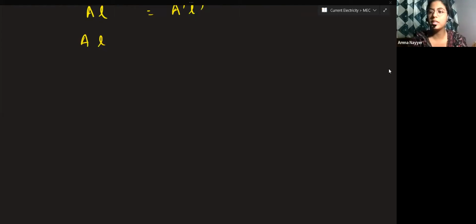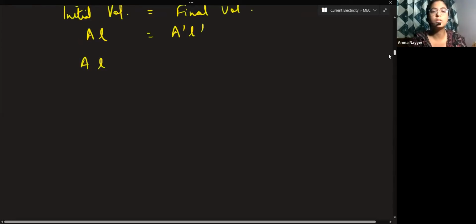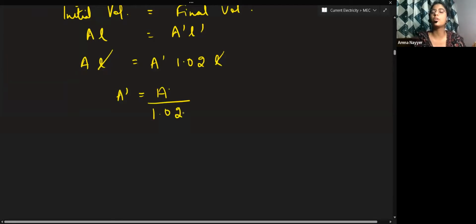So we were discussing that volume remains constant. So AL is equal to A prime L prime. We don't know A prime, but L prime we know. L prime is 1.02 times the old length. So length gets cancelled, and we now have the relation between the final area and the initial area: A prime is A divided by 1.02.